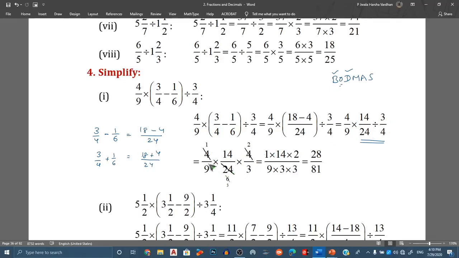Now you can cancel crossly, from here to here, or vertically also, but you should not cancel numerator with numerator and denominator with denominator. You should not cancel 3 and 9, which are both denominators; 3 ones are 3, 3 threes are 9. That is wrong. You have to cancel a numerator with any denominator, or a denominator with any numerator.